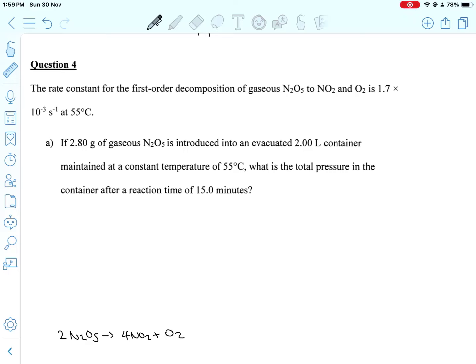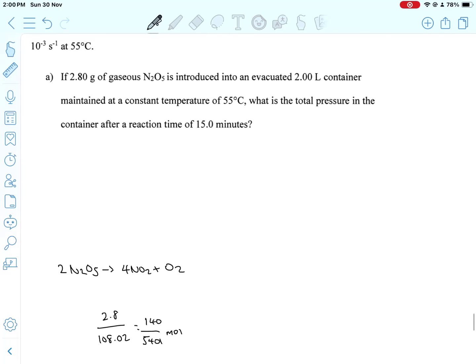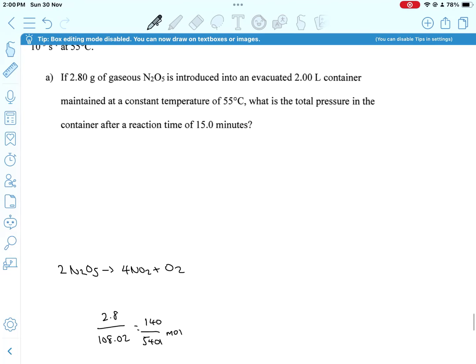Alright, so for question 4, we will have to find the balanced equation before we can proceed any further. So the first thing to do would be to balance the equation, which gives 2N2O5 giving you 4NO2 plus O2. Next is to find the amount of moles that reacted. So we know that 2.8 grams reacted. So 2.8 divided by the molar mass, which is 108.02, will give you the moles of 140 over 5401.